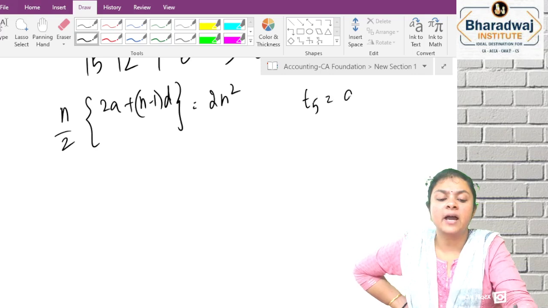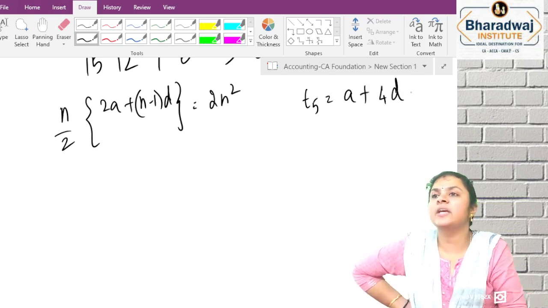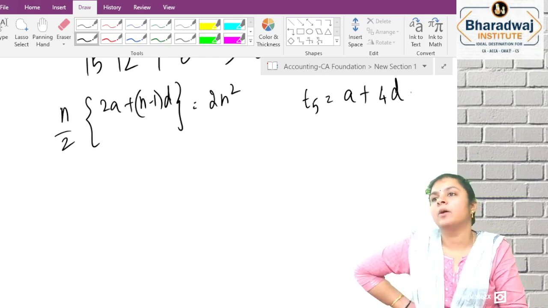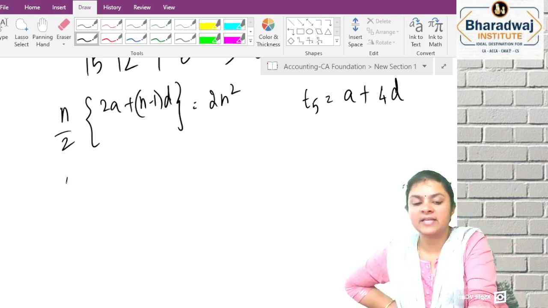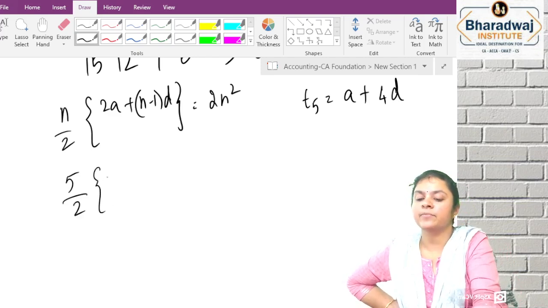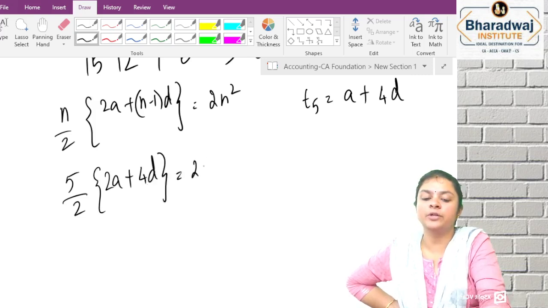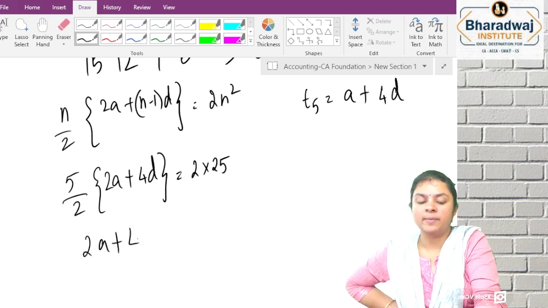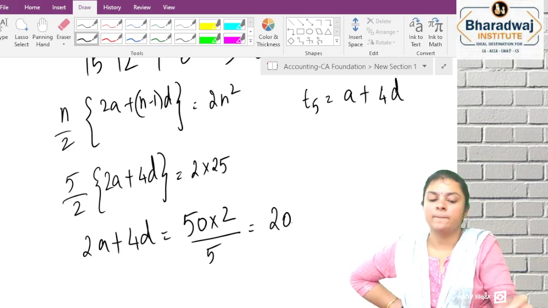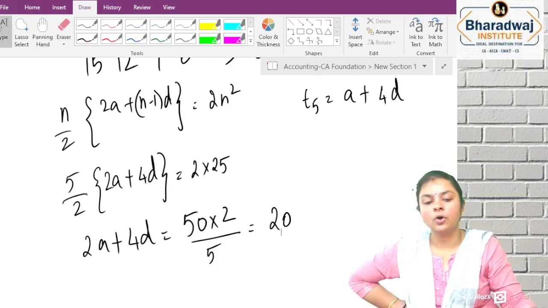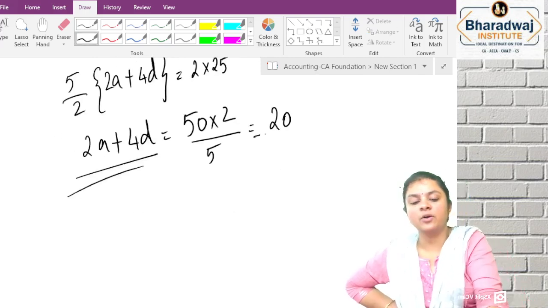The fifth term means I need a plus n minus 1 into d, that is a plus 4d, I want. Okay. Now, if I substitute the sum of 5 terms, I will get 5 by 2 into 2a plus 4d is equal to 2n square, 2 into 5 square, which is 2 into 25. So 2a plus 4d is equal to 50 into 2 by 5, which is 100 by 5, which is 20. So now I can take 2a plus 4d is equal to 20.